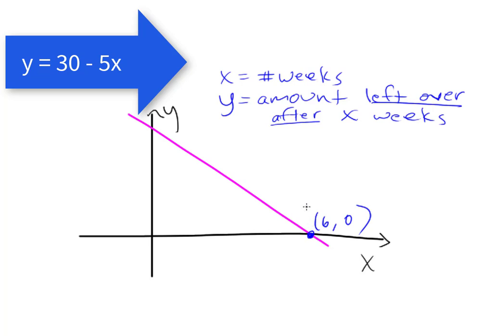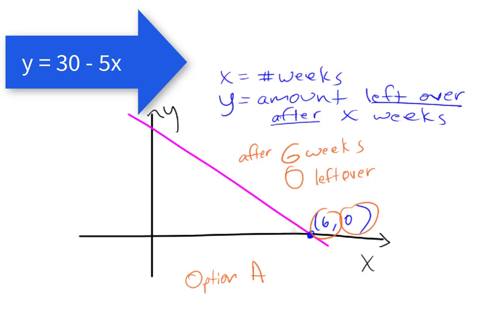So (6, 0) is x comma y, which means essentially this says after 6 weeks, the x value, there will be 0 amount of Bitcoin, or whatever it is we're talking about, left over, the y value. So that's what this point means. At this x value, the y value is true. So what answer indicates this? Option A. The account will be empty. It'll have 0 remaining after 6 weeks. That's the meaning of (6, 0).